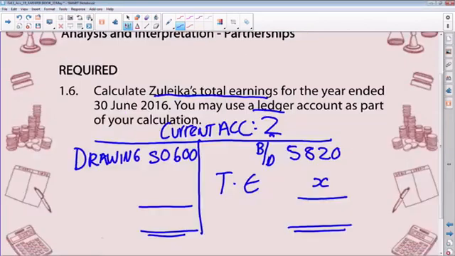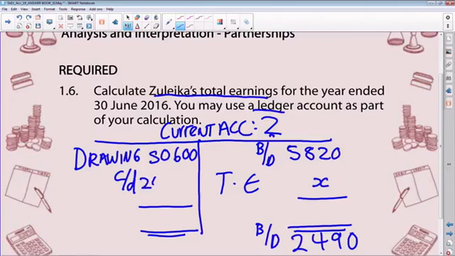Okay, so let's bring that through. 2,490 in our answer sheet. It's a credit balance, 2,490. Can you see, guys, what I'm doing? I am reconstructing the account. Now, if I've got balance brought down as accounting students on the credit side, then carried down appears on the debit side. So on the debit side, I would have my 2,490.